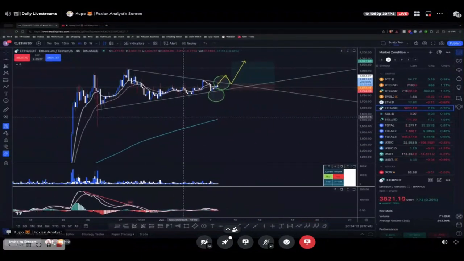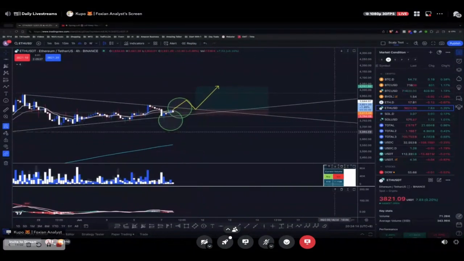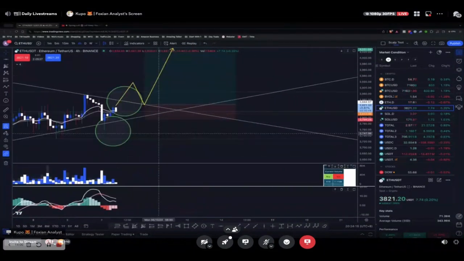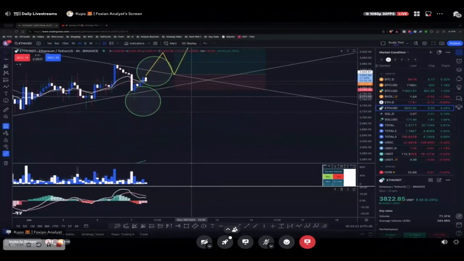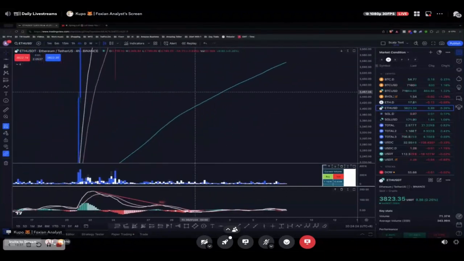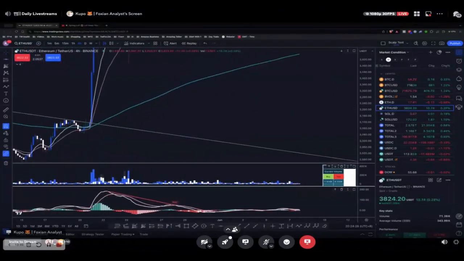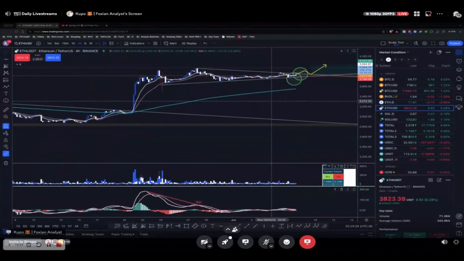So if your question is, okay, right now we're about to have another breakout again, what am I exactly looking for? That's what I'm looking for, right? So we either break out of here and start making new all-time highs, or we break down and then we're going to have to come back and retest this area. So that's what I'm saying.